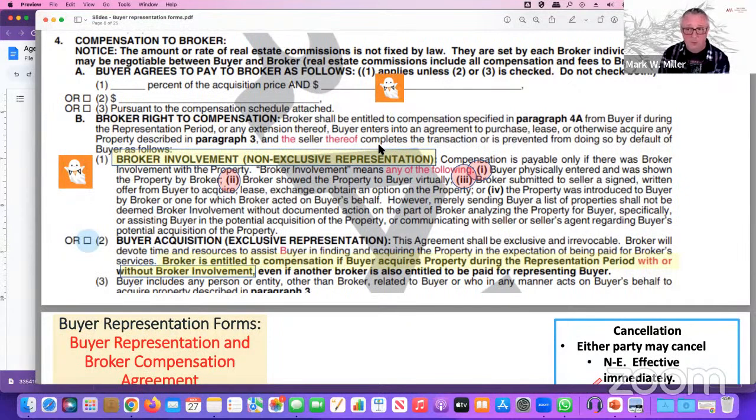Maybe they are looking for multiple properties, and maybe that would affect the compensation they're willing to pay. Perhaps it's an investor buyer, and they say, I want you to find me homes in this price range, and this price range.